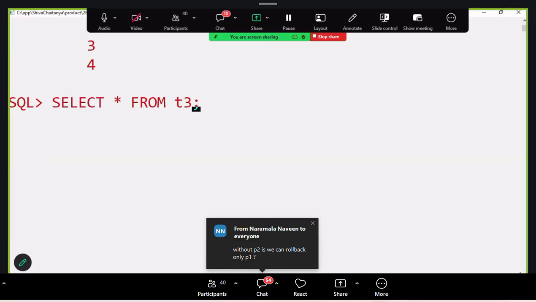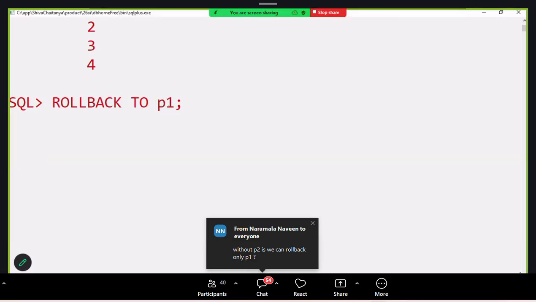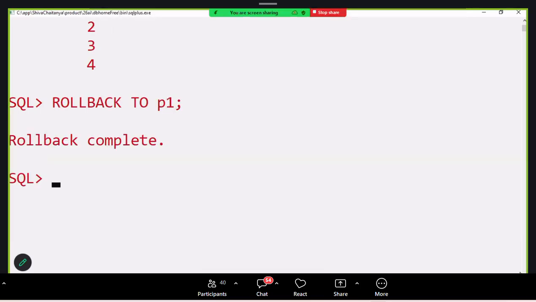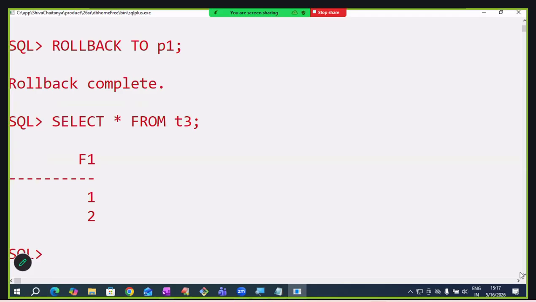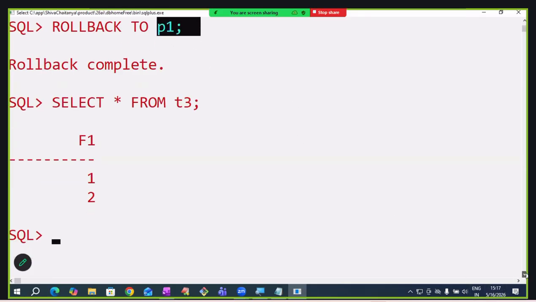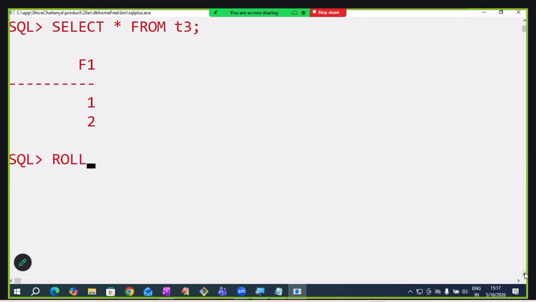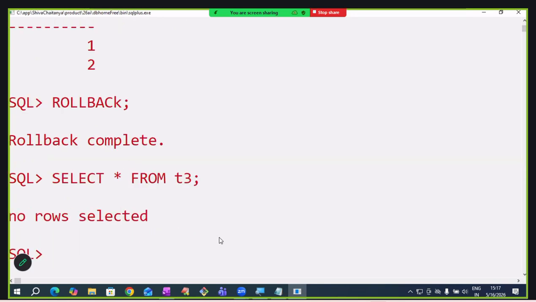Okay, next, rollback to P1. Actions 3, 4, 5, 6, four actions are cancelled. Up to the P1 point is cancelled. If I write rollback here, all six actions, the entire transaction, are cancelled. No rows are there.